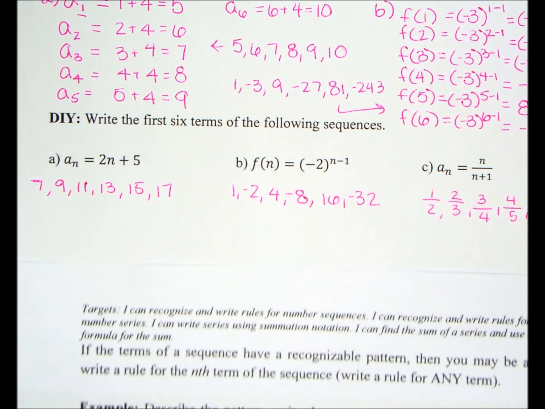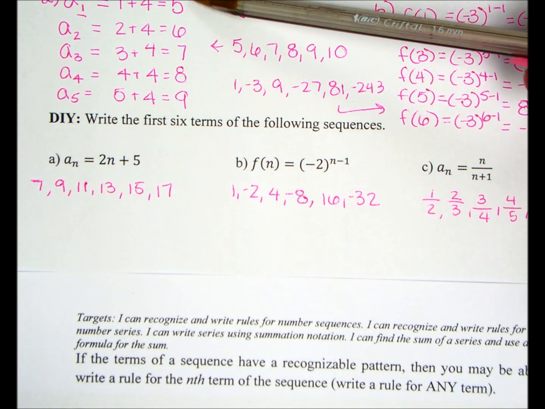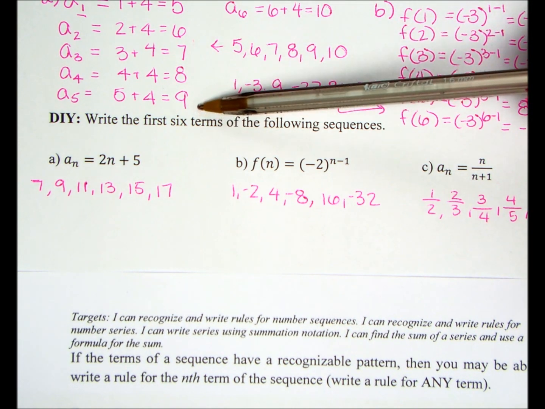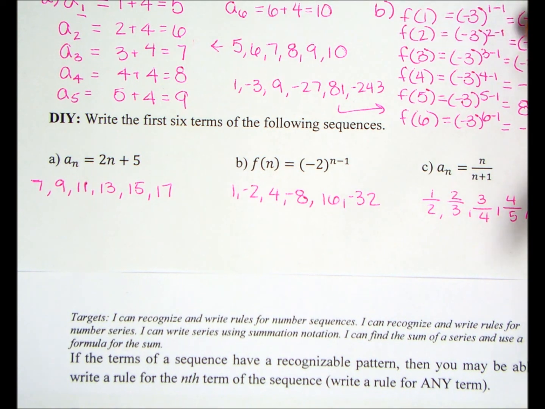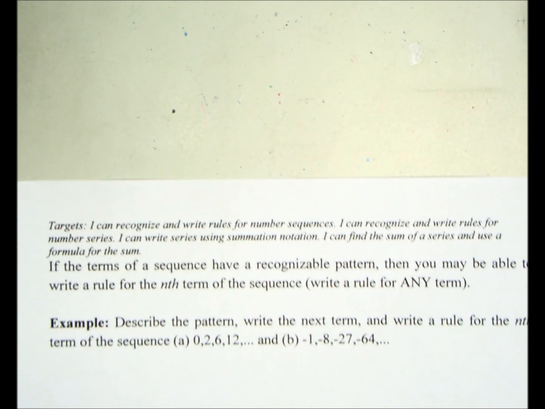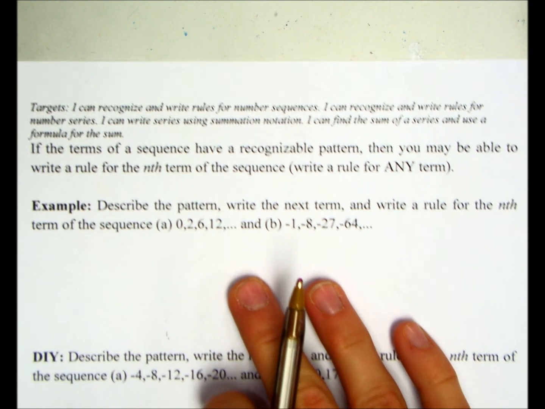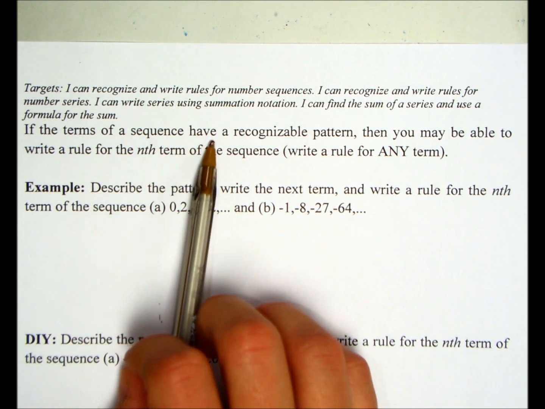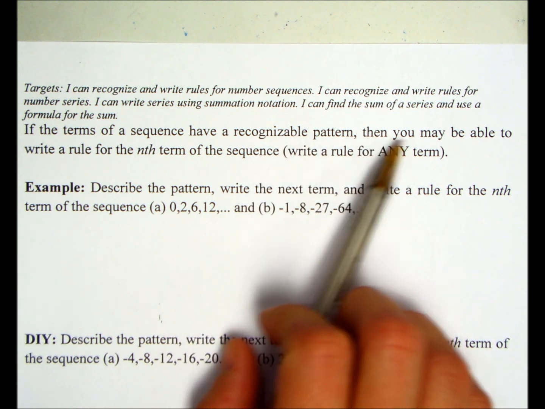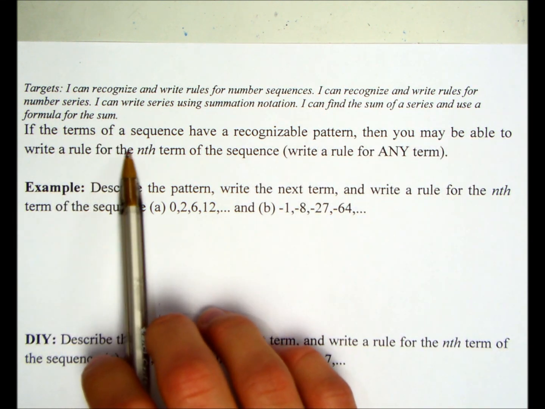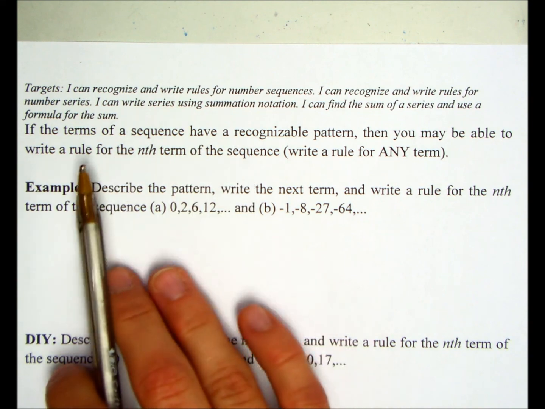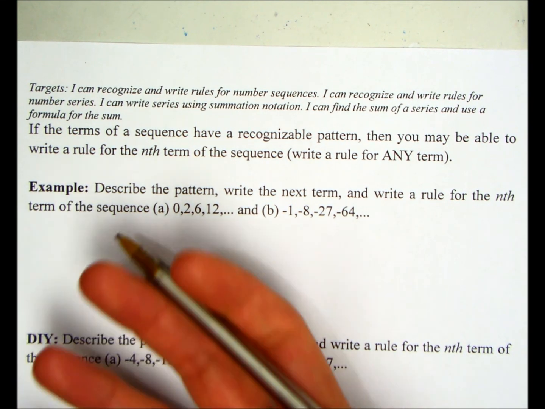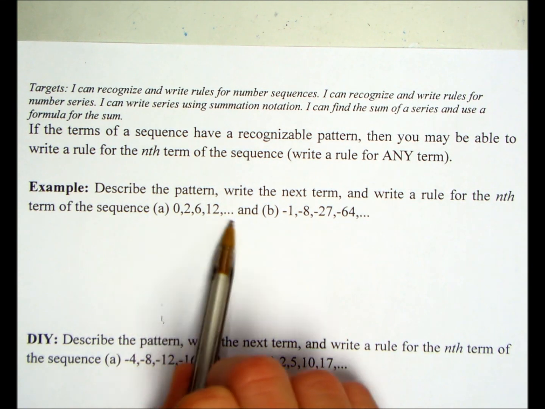All right, so what we are going to do now is take the terms of this series and create a rule like we talked about before. If the terms of a sequence have a recognizable pattern, then you may be able to write a rule for the nth term of the sequence. So pretty much what we're doing is creating an equation that will give me this sequence.